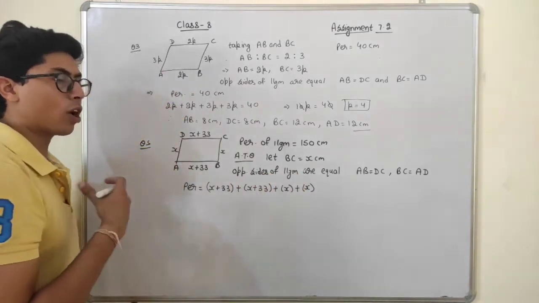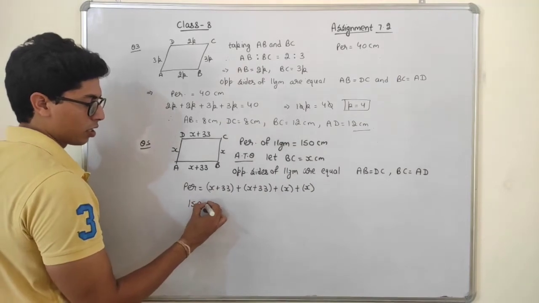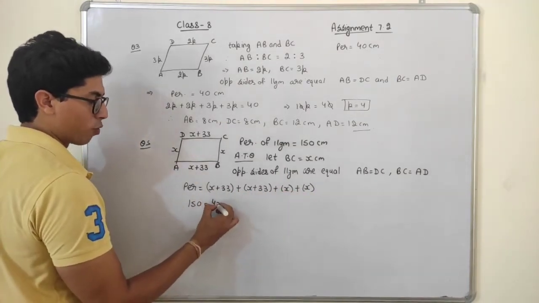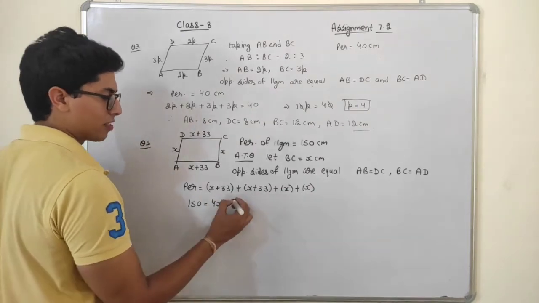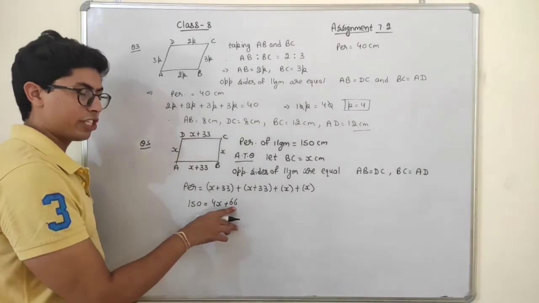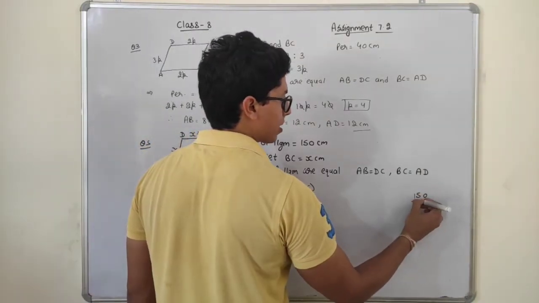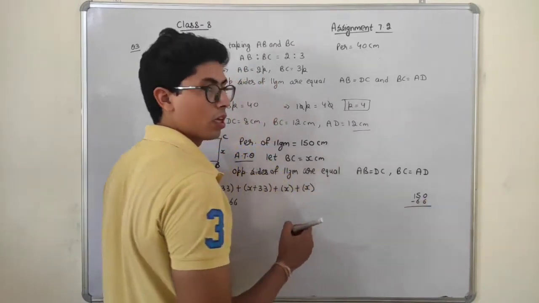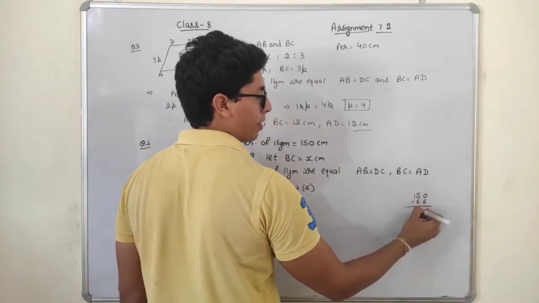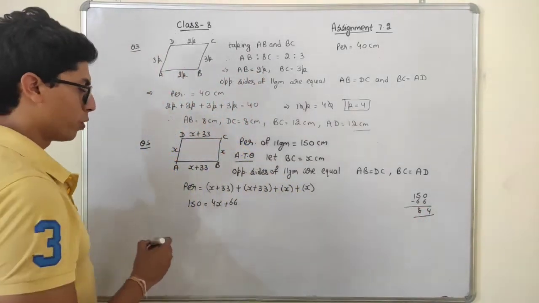This will be the perimeter according to us, but according to the question, the perimeter is 150. So x plus x plus x plus x will be 4x. 33 plus 33 will be 66. Now 66 is an addition; when it goes to the other side, it will be subtraction. So I have to do 150 minus 66. So students, it will be 84.